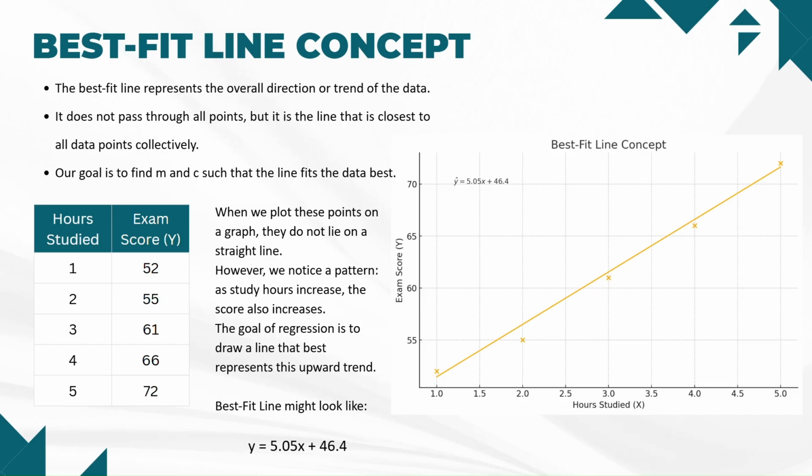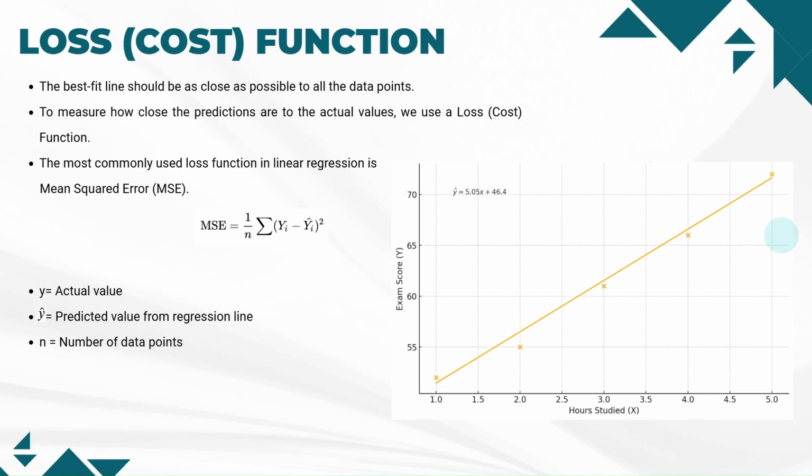So the goal of regression is to find the values of m and c that create the best fit line, which explains the relationship between x and y most accurately. But how do we measure whether our line is accurate or not? For this, we use something called the loss function, also known as the cost function.